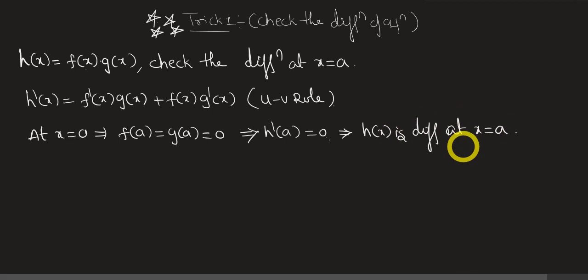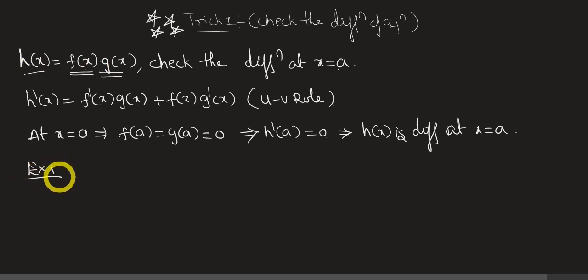So the simple logic here: whenever a function is expressed as the multiplication of two functions, on substituting x = a, if both are becoming equal to 0, then directly we can tell that h(x) is differentiable at x = a. So this one we'll check by taking some simple examples.